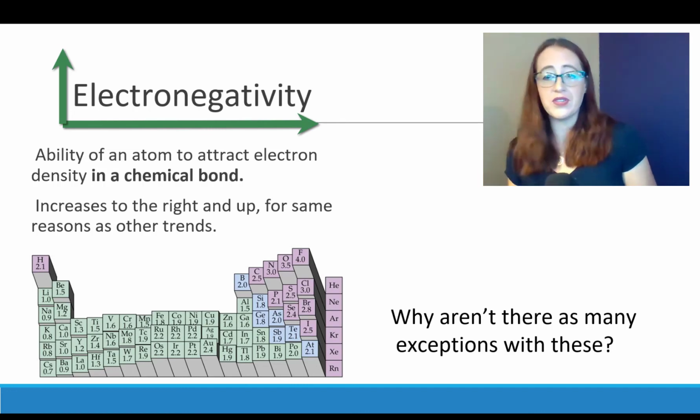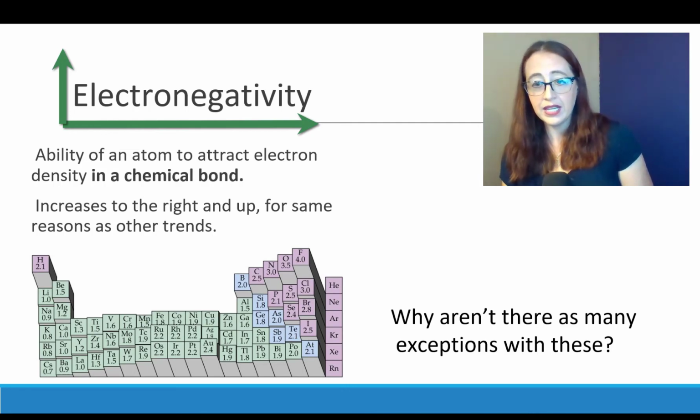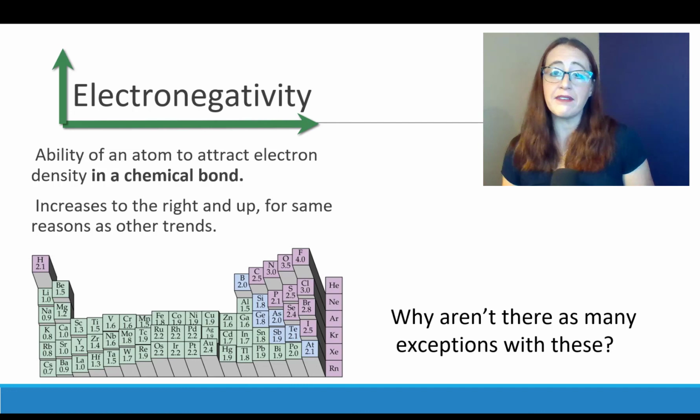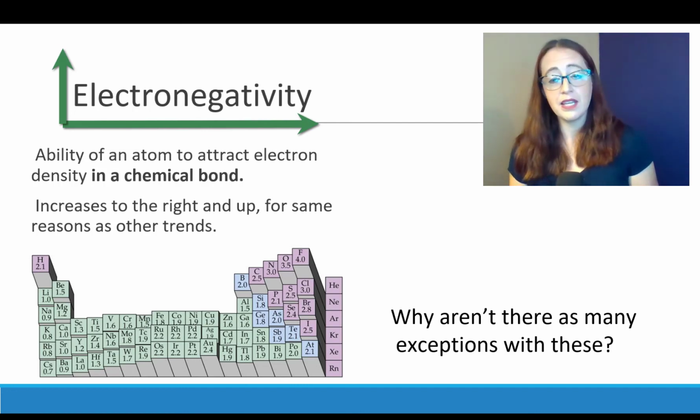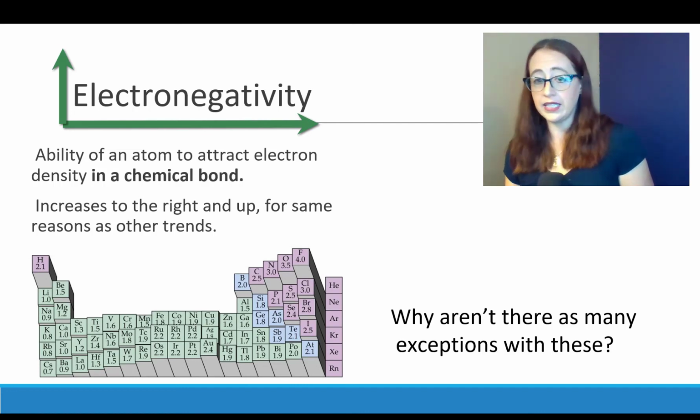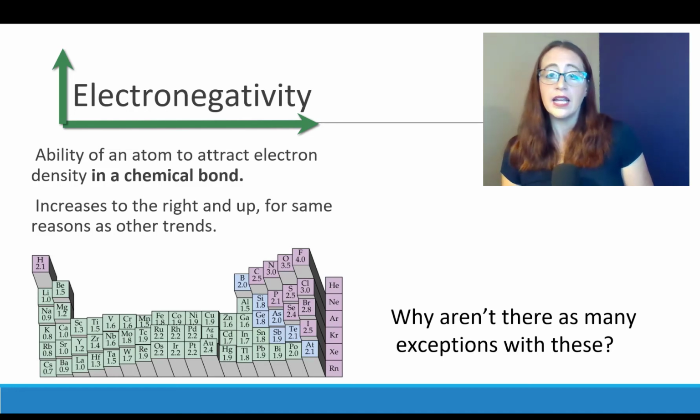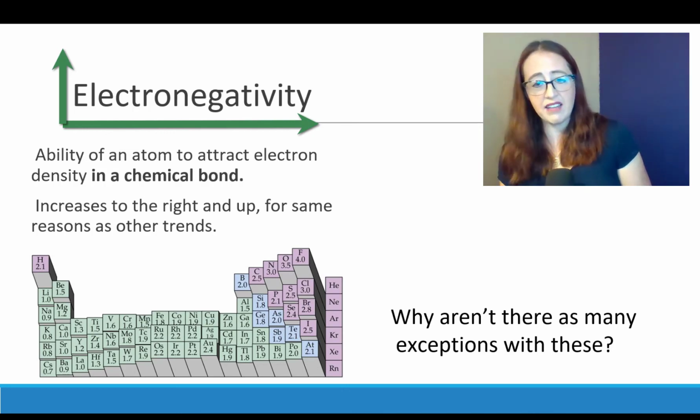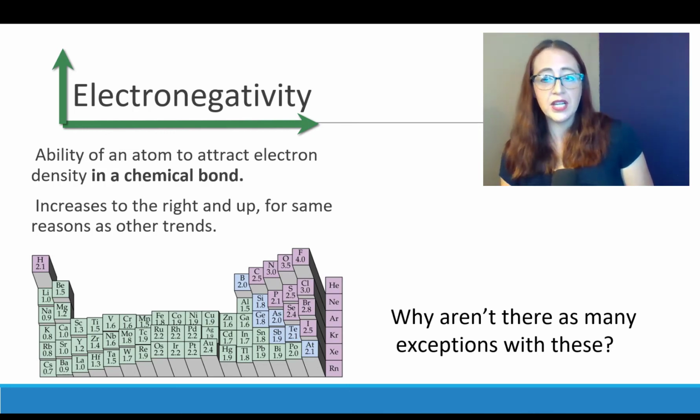So this is for all the same reasons that we talked about with electron affinity and ionization energy and atomic radii. Now, there are definitely some similarities in the concepts between electronegativity and electron affinity. But notice something looking at the two charts. Electronegativity doesn't have very many exceptions. So few that the ones that do exist, we're not going to worry about talking about in Gen Chem.